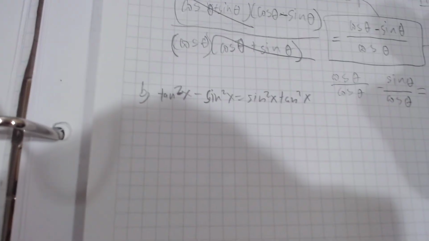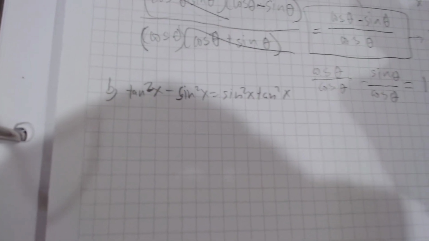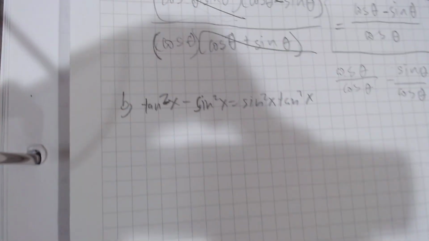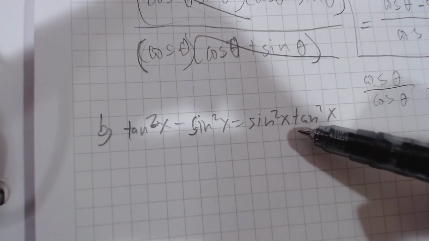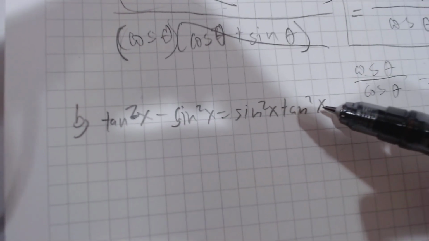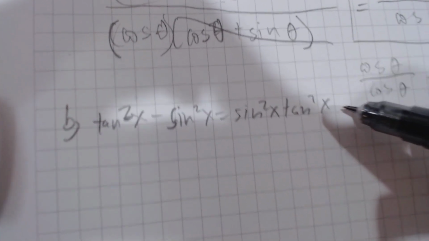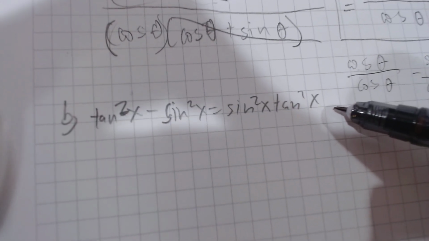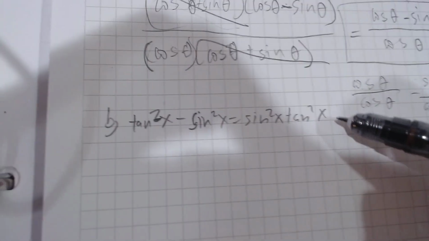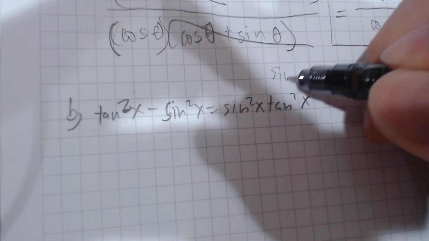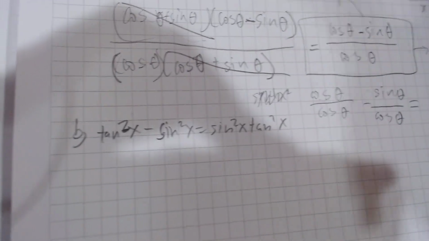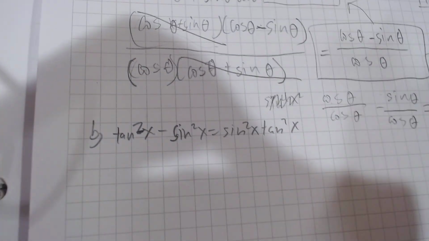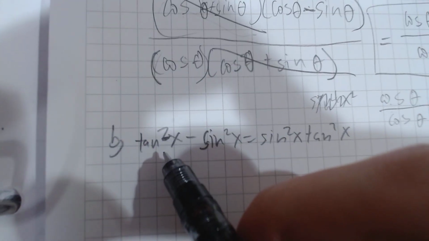Tan squared x, hold on, I'm going to make this more clear. Tan squared x subtract sine squared x equals sine squared x multiplied by tan squared x. Okay, so to prove this trig identity, we have to first look at what we can expand. So here we see sine squared x multiplied by tan x. You can expand this to sine squared x divided by cos x, but it gives you sine to the fourth, which I don't even know what that's called, but we do not want this. It just makes it a little bit more complicated. Let's keep things to squared.